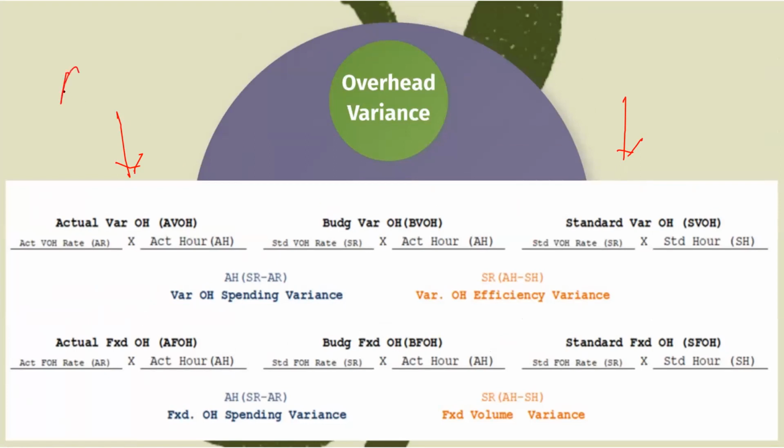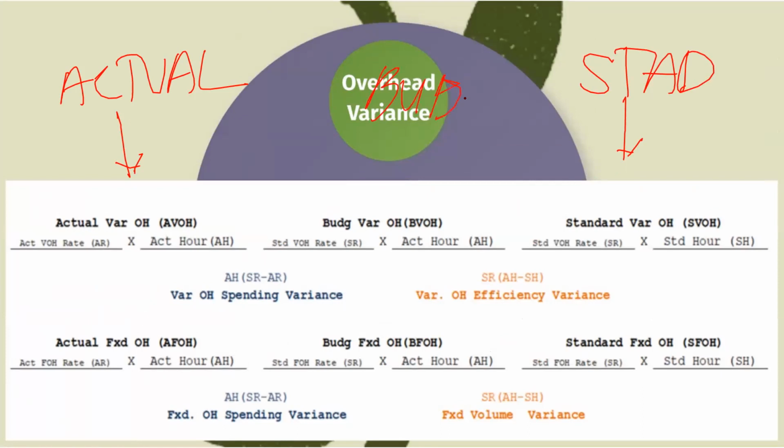Now, what do you call this? This is your actual. This is your standard. And this is your budget. Okay? Yung nasa gitna is budget. Now, let me emphasize budgeted fixed.